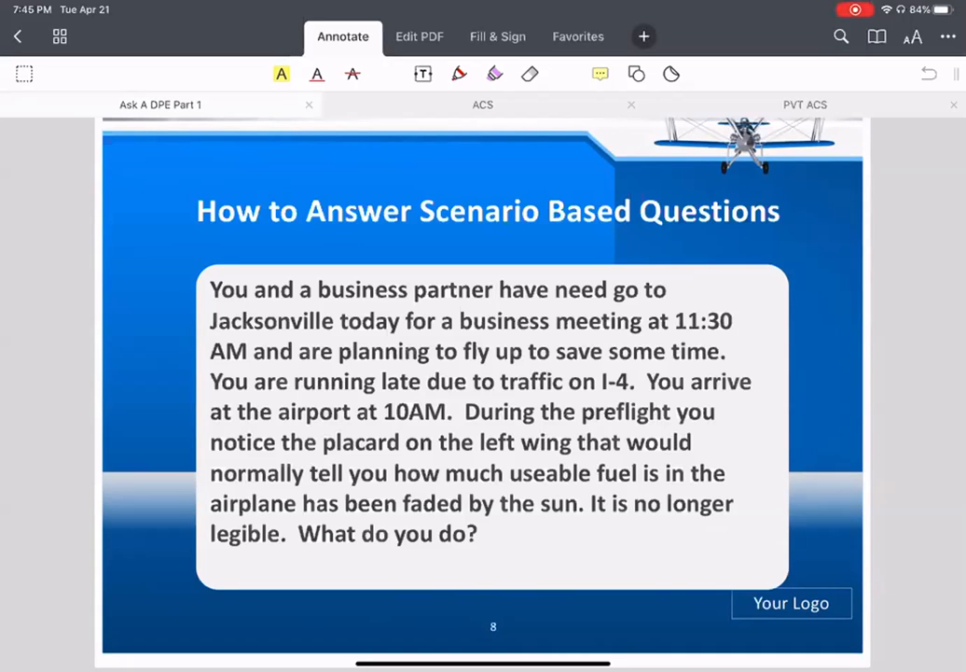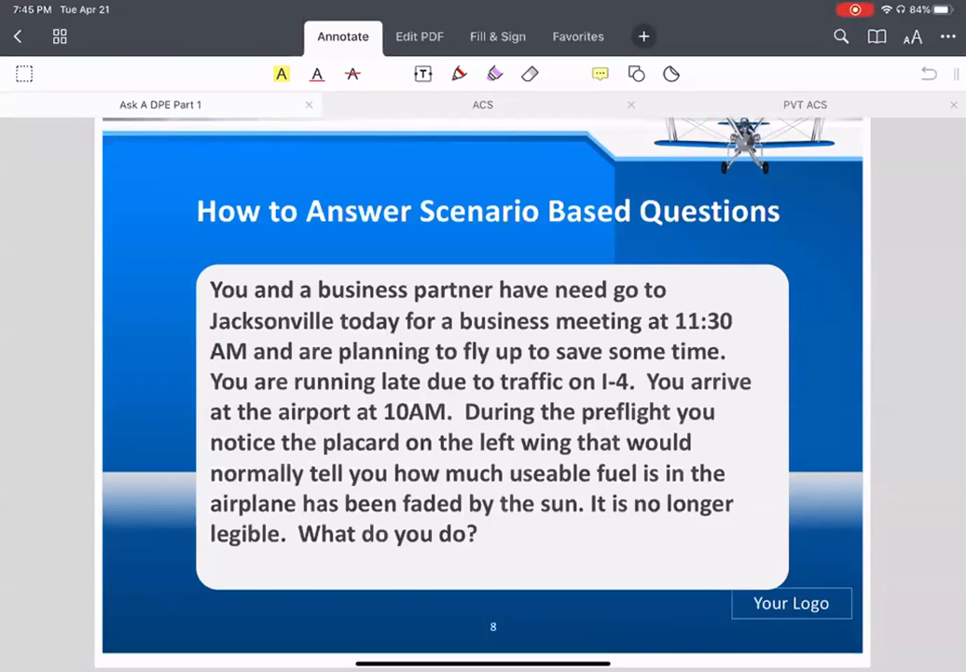Can't fly. Okay, good. Why not? It violates the placards regulation, not having all the placards. Correct. So you still have a meeting. It's an important meeting. And how do you still accomplish the flight?